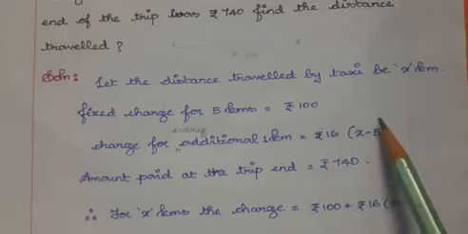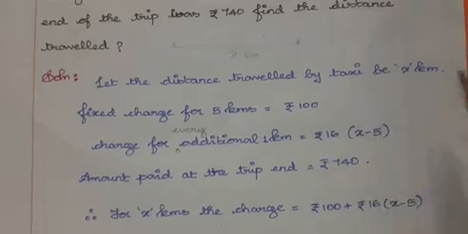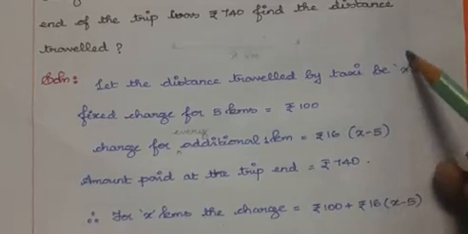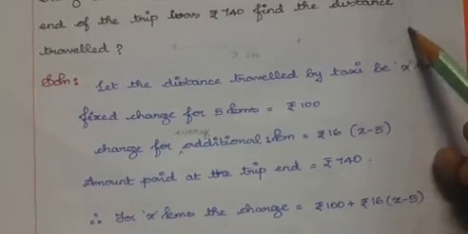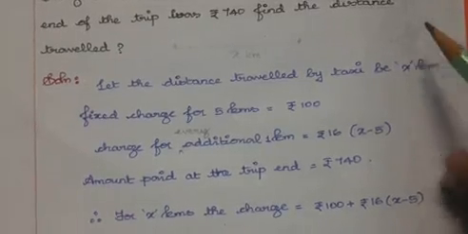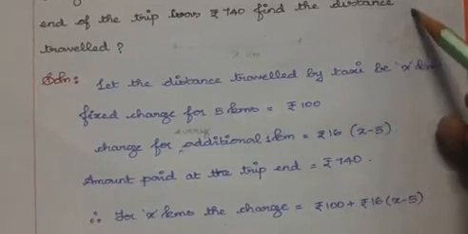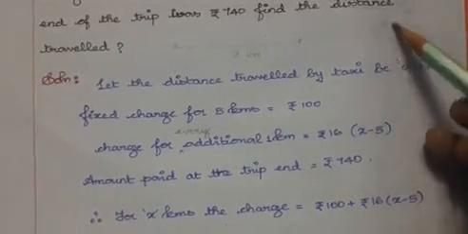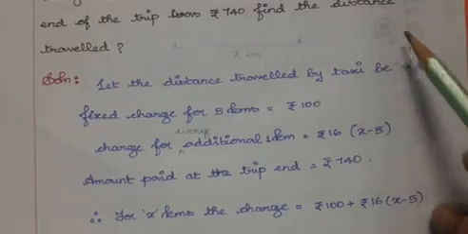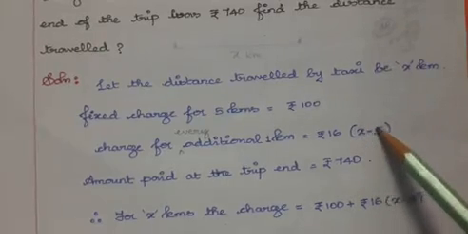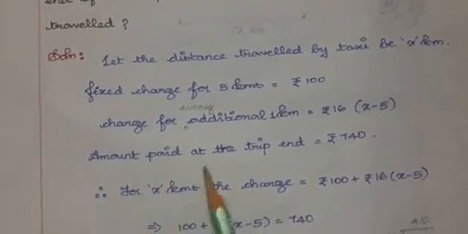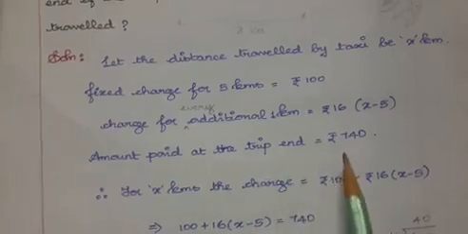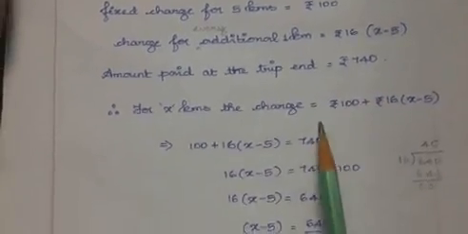Okay, so the total x is nothing but the total kilometers. For example, if the total kilometers is 25, 20 plus 5 gives you 25, right? For these 5 kilometers we have already paid 100. So we have to find only for these 20 kilometers. That's why we have written this x minus 5. Clear? Okay. Now the amount paid at the trip end is totally rupees 740.